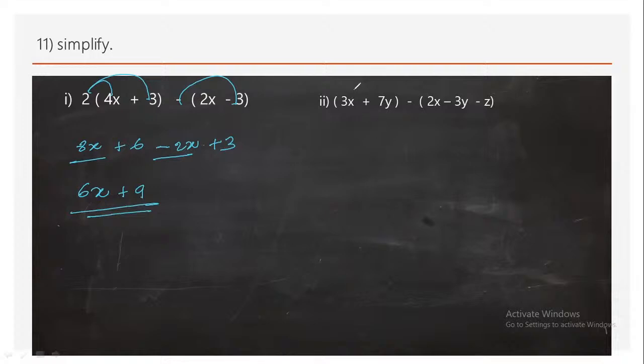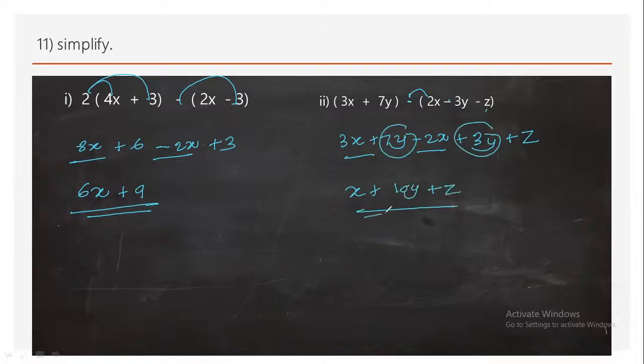Next question. Remove the bracket first. 3x plus 7y, now minus in front of this bracket, so multiplied by minus 1: minus into 2x, minus 2x, minus into minus plus 3y, minus into minus plus z. Now same signs are here, so you can add like terms. x plus 7y plus 3y, 10y plus z. This is the answer here.